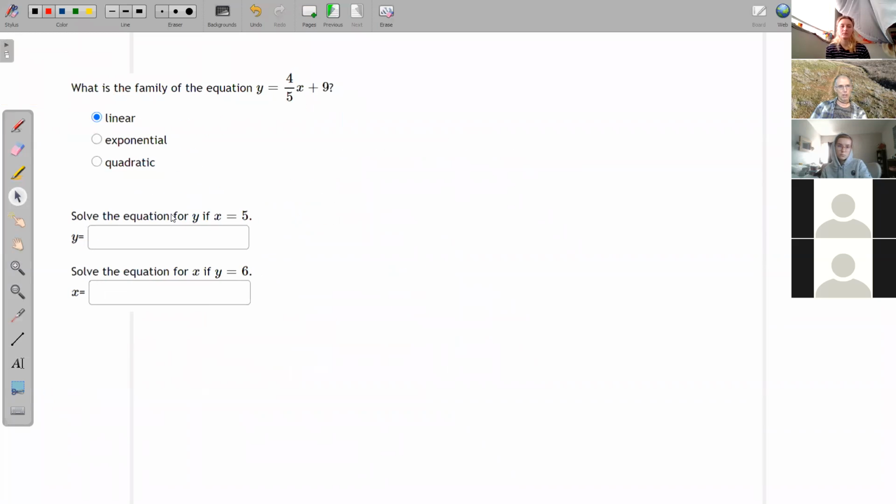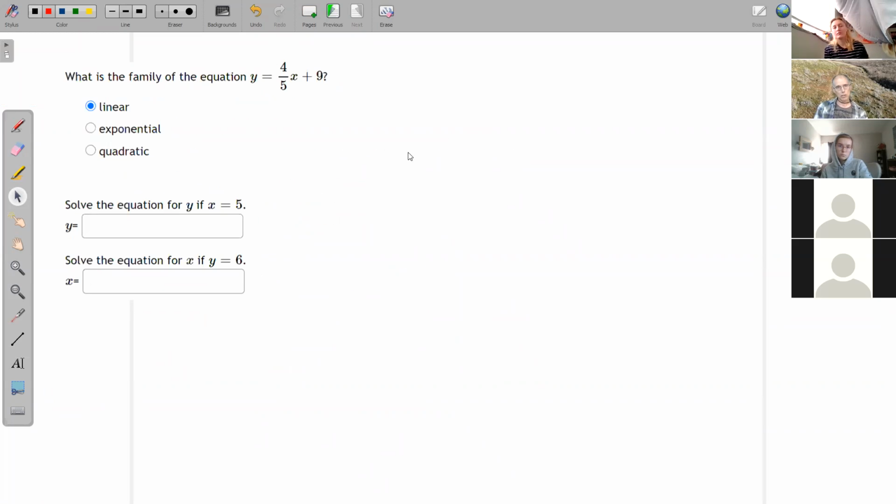Okay, so here's our problem. I believe it's linear because it fits that form we talked about, y equals mx plus b. Here, it didn't ask me to do this, I'm just going a little farther. The m is my 4/5, that's my slope. And the b is 9, and that means the point (0, 9) is the y-intercept.